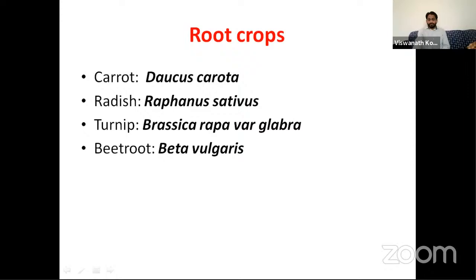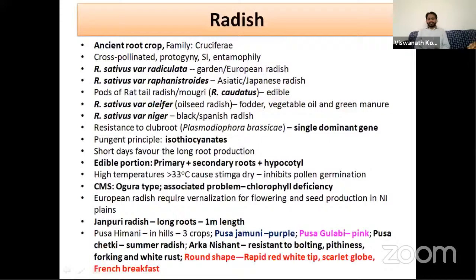So radish is a very ancient root crop. It was domesticated and used even before Christ, I think. This radish also belongs to the family Cruciferae. Since radish belongs to Cruciferae, it is protogynous, cross-pollinated, and the cross-pollination is mediated by entomophily, that means by insects. There are two types of radish, the European radish and the Japanese radish.